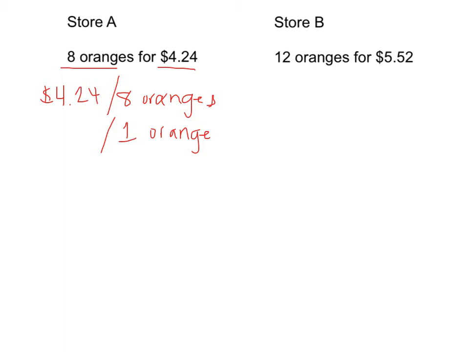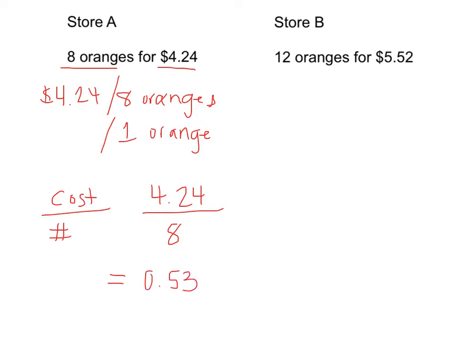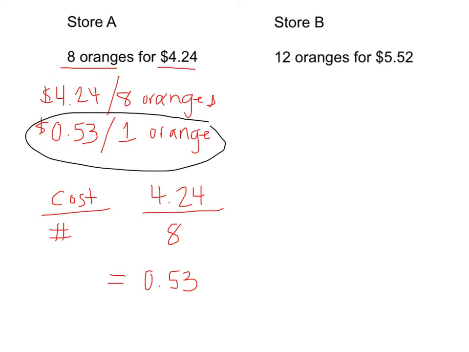What operation helps us to find a number that is lower than $4.24? Division. We're going to take the cost and divide it by the number of oranges. In this case, the total cost is $4.24, and the total number of oranges is 8. If we take these two numbers and divide, we will find out the price for one orange. And in this case, the answer is 0.53, which means that the cost for one orange is 53 cents. This represents the unit price.